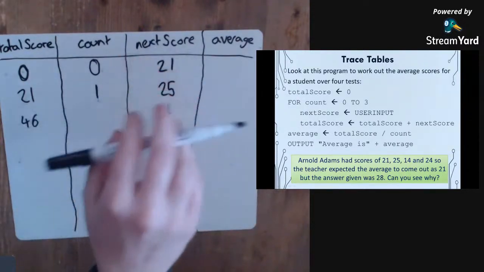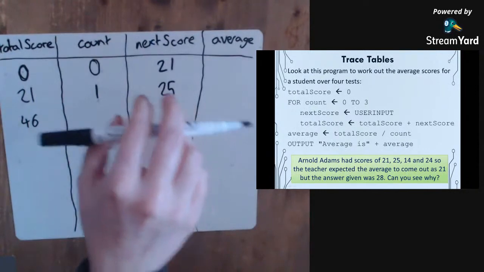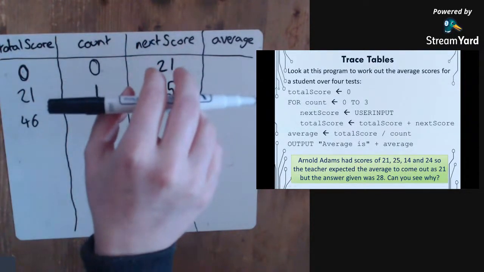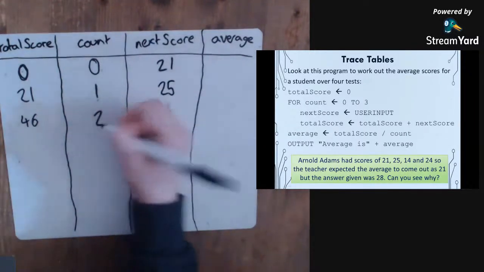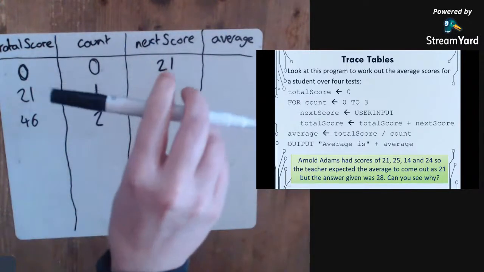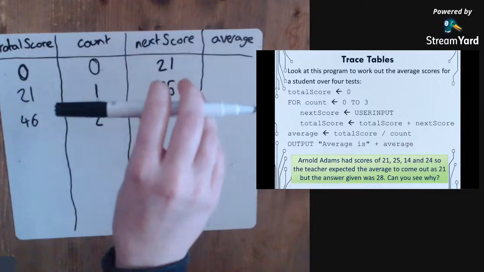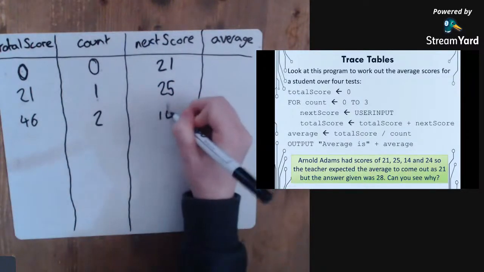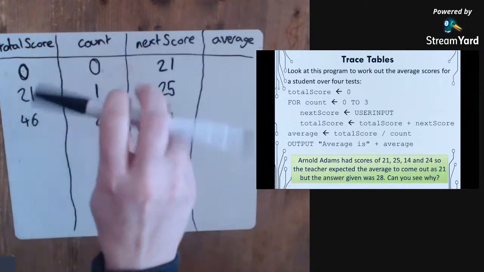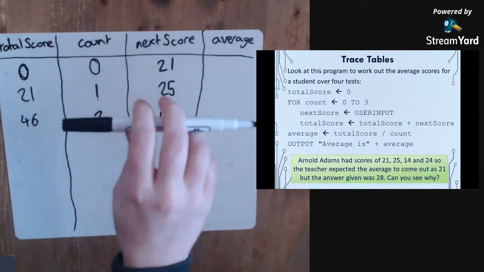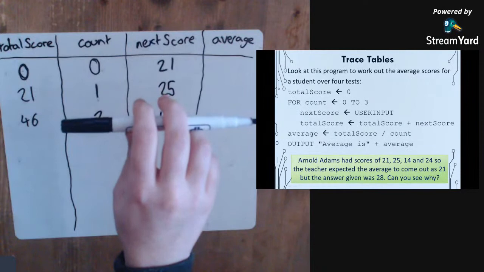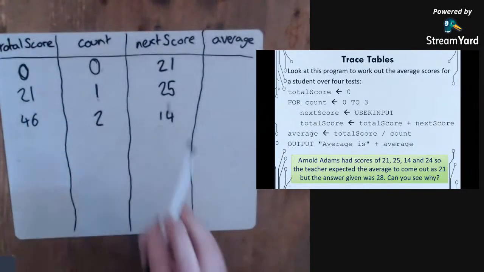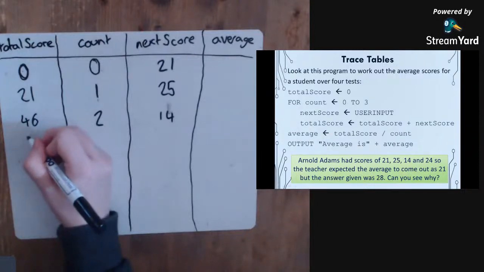Then again, we still haven't gotten to 3, so we're going to go back up that for loop. For count 0 to 3, so it's now 2. Next score is user input. What's the user input? It's going to be 14. Okay. Then total score becomes total score plus next score. So 46 plus 14 is 60.